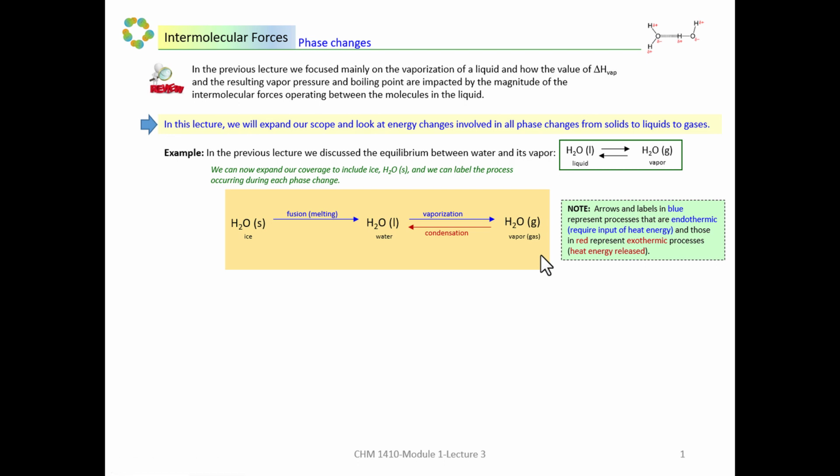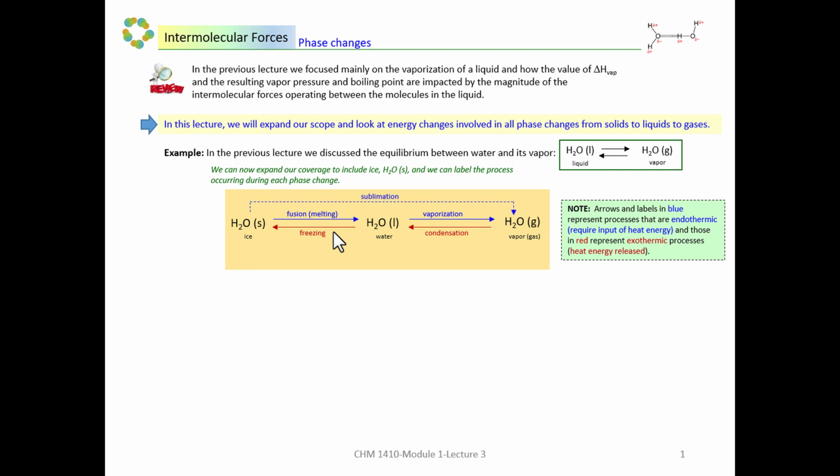Going in the other direction, if water vapor undergoes condensation and becomes liquid water, that heat energy stored in the gas is released to the surroundings, and so the arrow is red. It's an exothermic process. Likewise, if liquid water freezes, heat is removed from that system, or in other words, heat is released, and so it's an exothermic process.